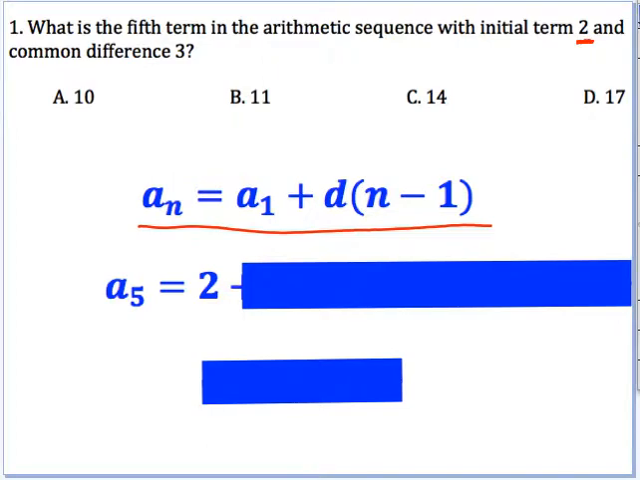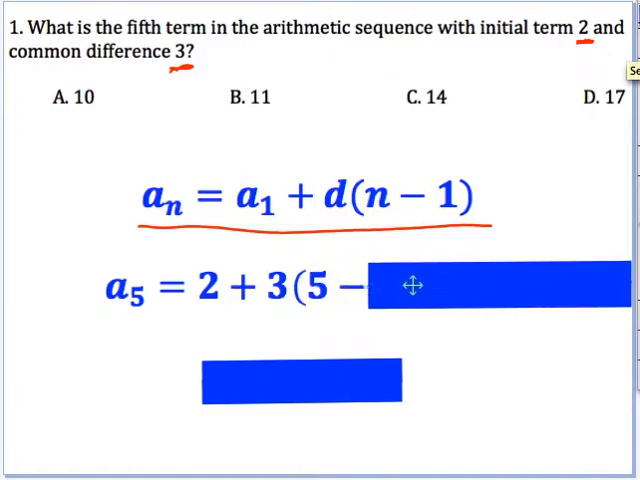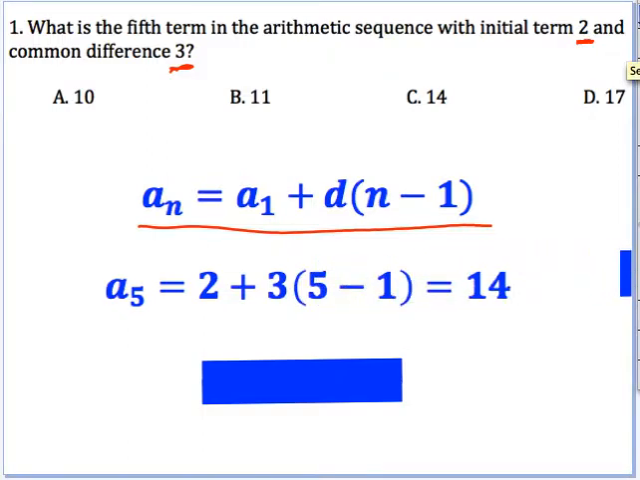And then our common difference is 3, and because it says just 3 and not negative 3 right here, then we are going to go ahead and add there. And then the rest of the equation is going to be 5 minus 1. The reason why I use a 5 here is because I'm looking for the fifth term. When I do that, it equals 14.